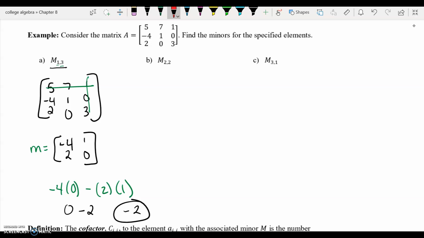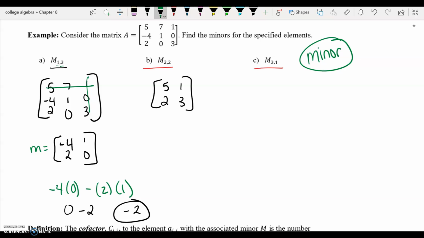So I want you guys to try these two. So the second one, they're telling you to cross out row 2, column 2, and make your new matrix. I'll give you a hint on this one. The new matrix is this. And then find your determinant from there. And that's called the minor. So when they ask you to find a minor, that's what you're doing. And then C, I'm going to have you guys do completely by yourself. I'll put both of those in the video.